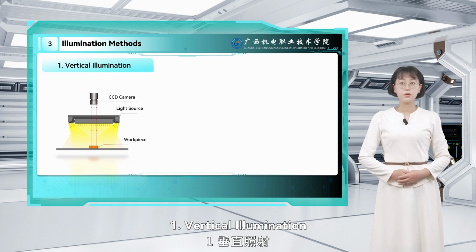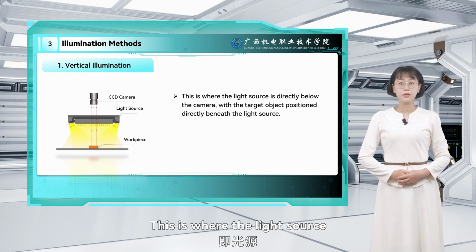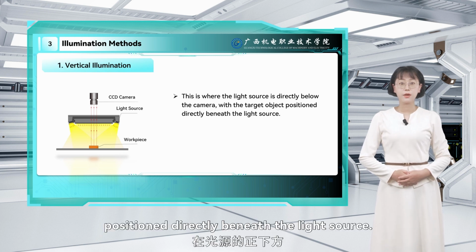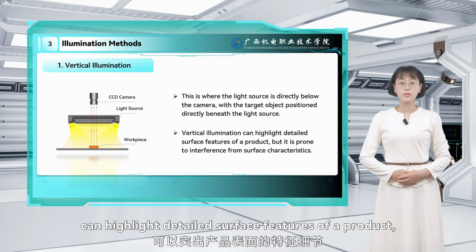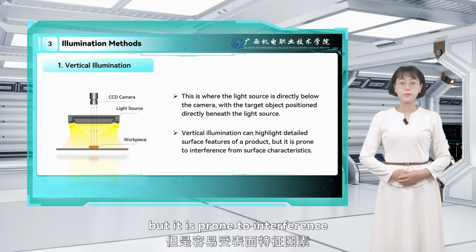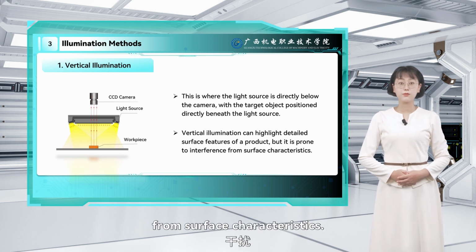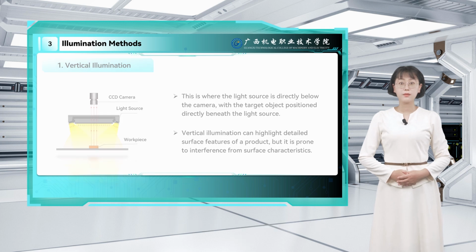One. Vertical illumination. This is where the light source is directly below the camera, with the target object positioned directly beneath the light source. Vertical illumination can highlight detailed surface features of a product, but it is prone to interference from surface characteristics.